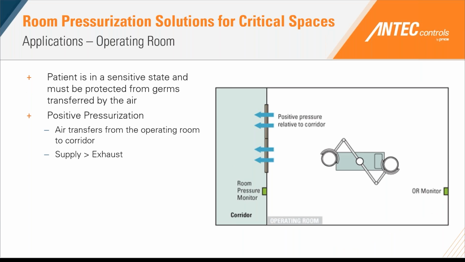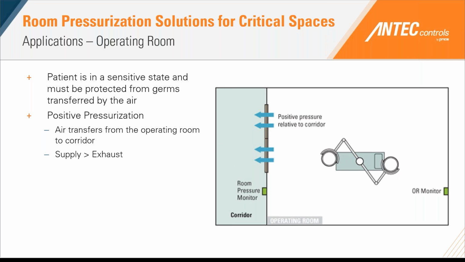So the goal here for the operating room is to always ensure that while this patient is in a sensitive state, we can protect them from germs being transferred in the airstream. So in order to build up this protection and this protective barrier, we're going to aim to maintain a positive pressurization. So we're always going to ensure that air transfer is moving from the operating room out into the corridor. In order to do this, we're always going to ensure we have more supply air coming into the space compared to exhaust air leaving the space.